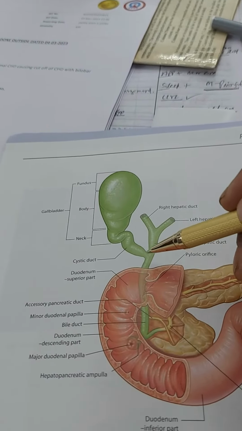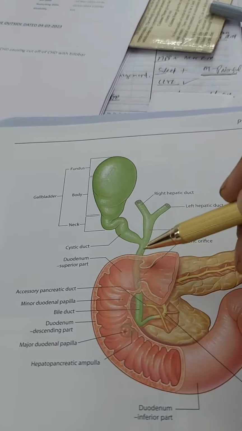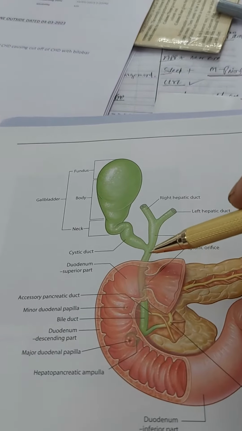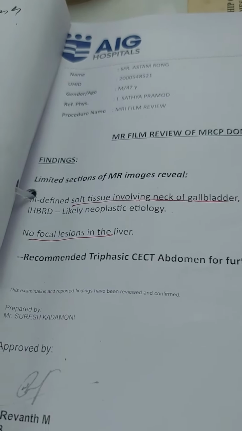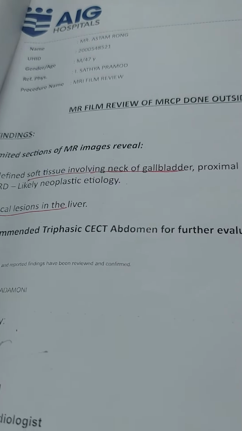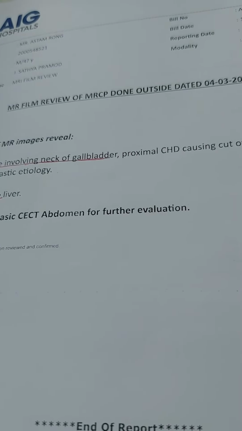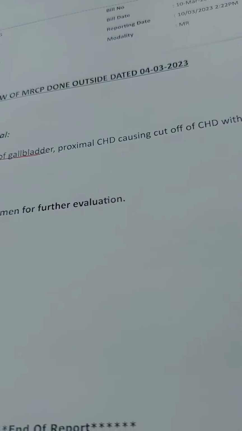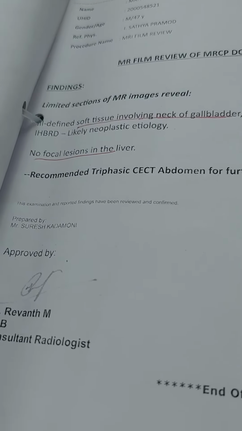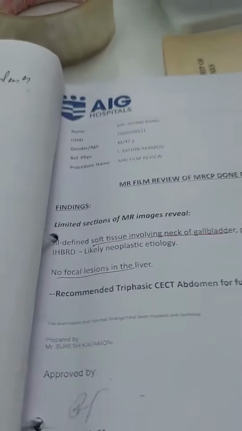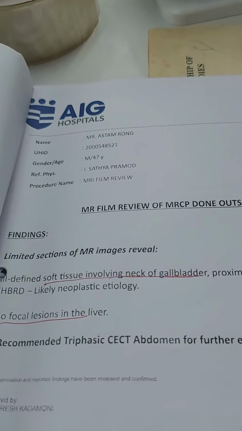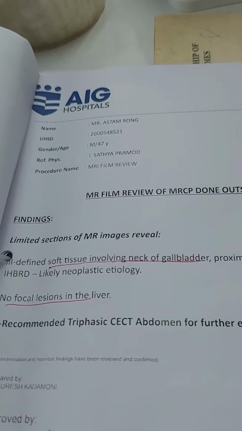CA of the bile duct, including the cystic duct and bile duct. There is a growth, a tumor developed. See, this is the MRI report: soft tissue involving the neck of the gallbladder and also including the common hepatic duct and common bile duct. This is the MRI done at the Asian Institute of Gastroenterology Center of Hyderabad.